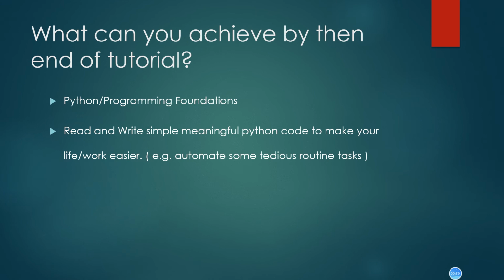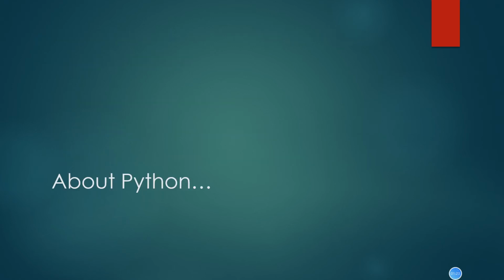So what can you achieve by the end of the tutorial? By the end of the tutorial, you should have a solid understanding of Python programming foundations, and you should be able to read and write some simple but meaningful and useful Python code to make your life or work easier. For example, you should be able to automate some of the tedious routine tasks that you have to handle every day.